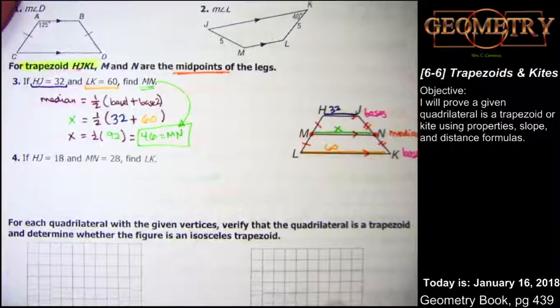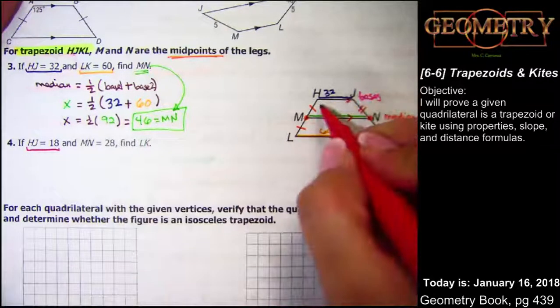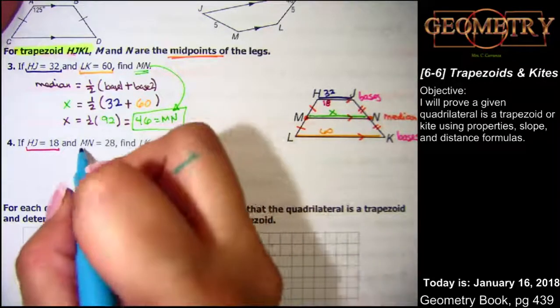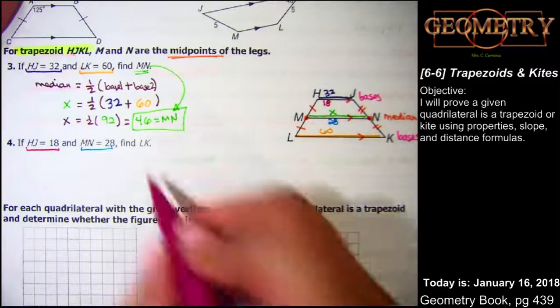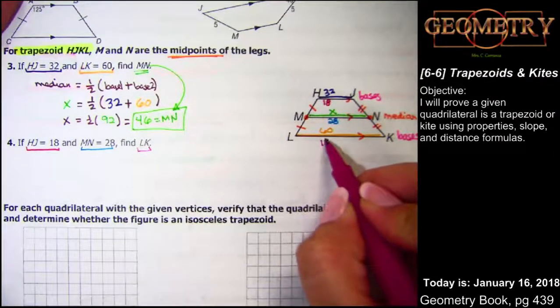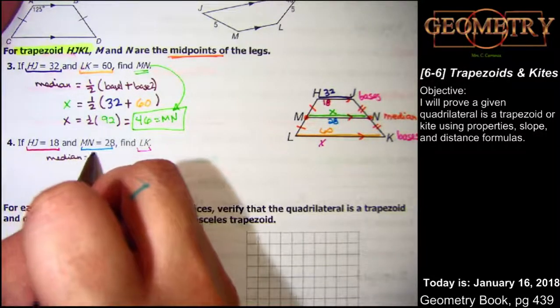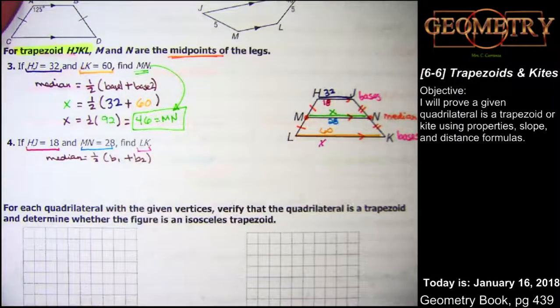Okay. We're going to do number 4. Very similar, but again, I'm going to be changing the colors of things. HJ now is 18. I'm going to be writing the information below. MN this time will be 28, so they're giving me a measure of the median, and they're asking me to find the measure of the opposite base. I'm going to use the same formula. Median equals 1/2 times whatever we get when I do base 1 plus base 2. Abbreviating base is the letter b now.